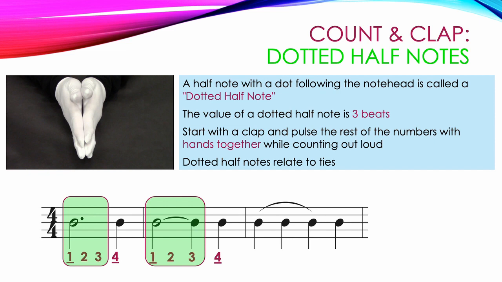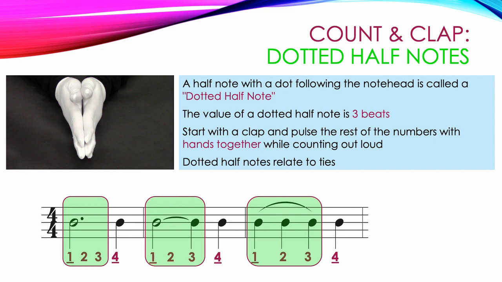Another way to look at it is with all quarter notes. In the third measure, we have 4 quarter notes, 1, 2, 3, 4. But the first 3 are tied together. So we clap on count 1 and keep our hands together while we continue to count the other quarter notes 2 and 3, like this. 1, 2, 3. And then the quarter note at the end of the measure is not tied, so it gets a clap and a count 4.